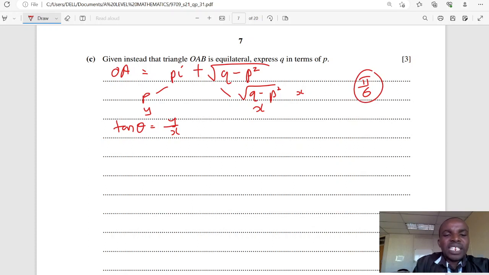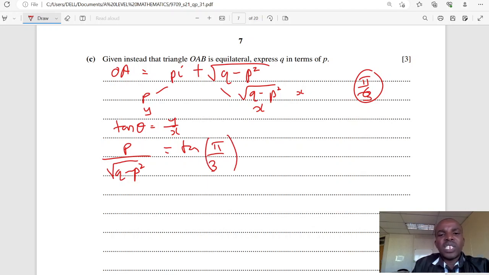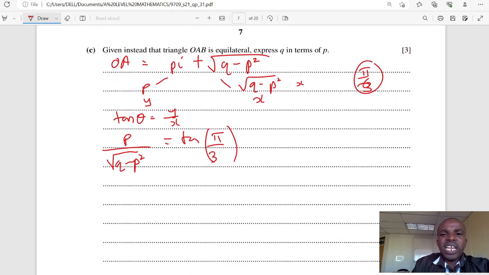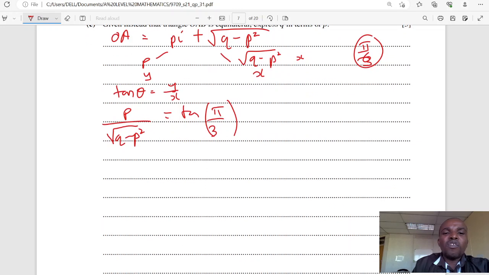So let me start with y over x. Y is P, over x, which is root of Q minus P squared, is equal to tan of pi over 3. Pi over 3 is 60 degrees, not pi over 6. Take note of that part. It's pi over 3, not pi over 6. That's 60 degrees. So I have to express my Q in terms of P.